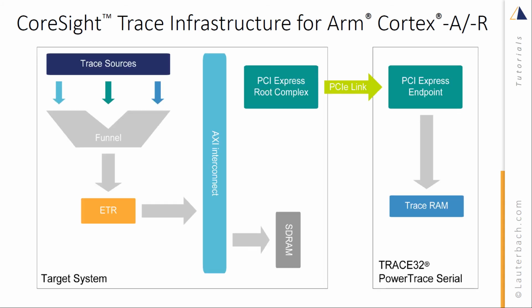A special use case of off-chip trace is trace via PCI Express traceport, where the trace data is redirected to the PCI Express root complex over the AXI interconnect. A serial trace tool can then act as a PCI Express slave to read the generated trace information. This is especially useful for targets with no off-chip trace support.